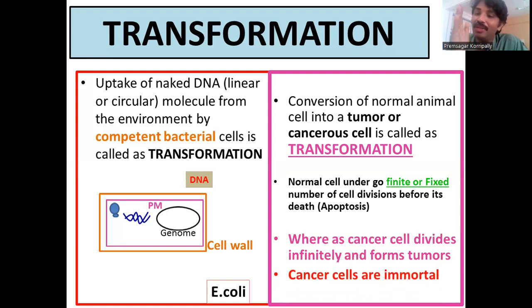So transformation in eukaryotic or animal cells means a normal cell becoming a cancerous cell, but in prokaryotes, the uptake of DNA from external sources by a bacterium is called transformation. To clarify and dissect the differences between prokaryotic transformation and eukaryotic cell transformation, I have presented this small video. Hope you like it.